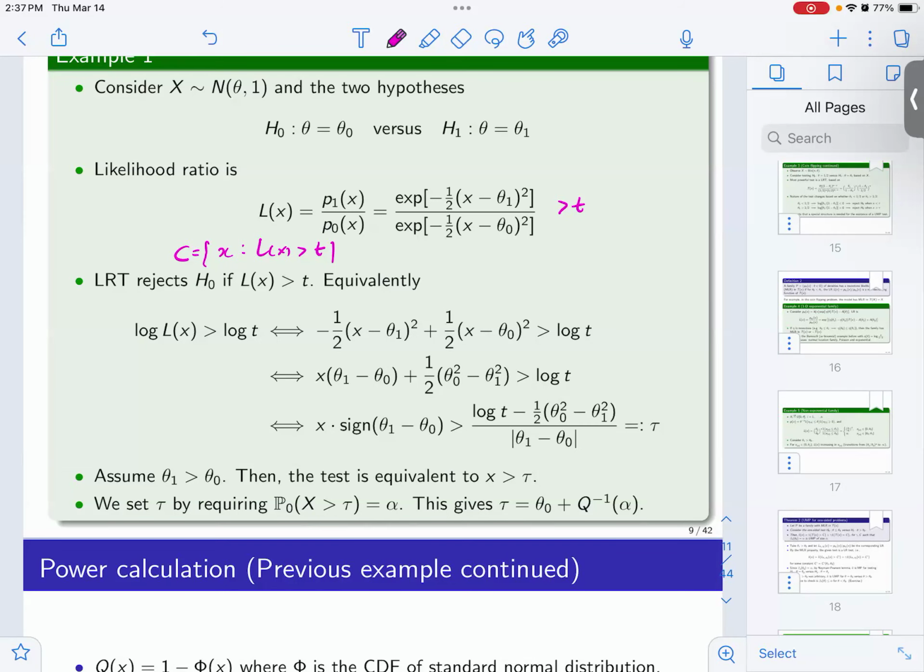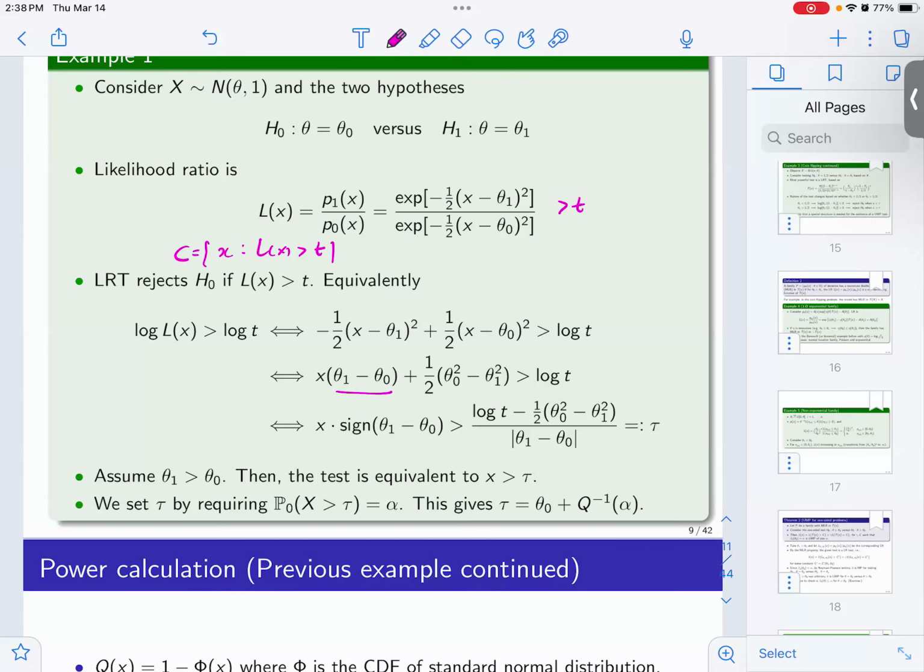You do some manipulation, and in the end, at some point I have to divide by this if I want to simplify further. And I have to be careful because if I divide by something that's negative, it changes the direction. So I'm going to keep the sign. So this means you can write the sign times the absolute value. Dividing by the absolute value, you keep the sign here. And then that's the structure of the test.